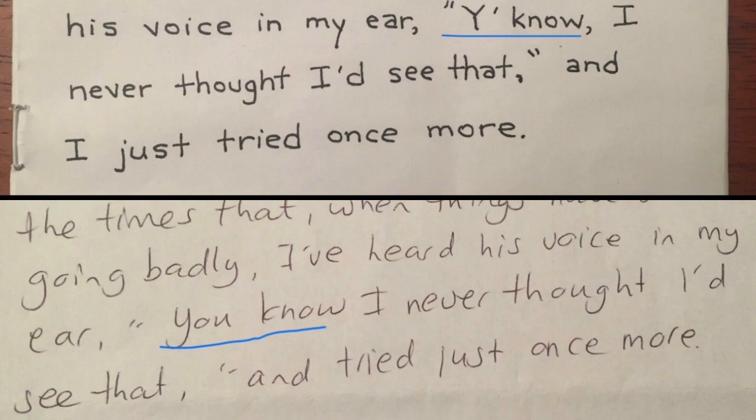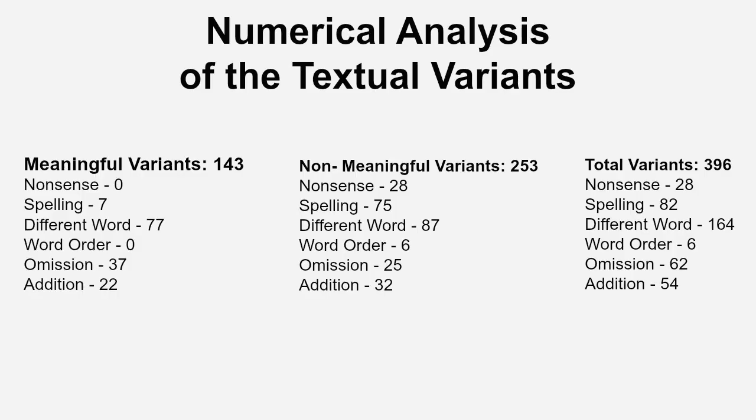Alright, and the next type of variant that I found was differences in words or wording. And as you could see, this was by and large the most common textual variant that I found. It ended up having 164 variants that had to do with the differences in wording. 77 of those were meaningful, 87 of those were non-meaningful, but I ended up with some pretty interesting stuff here. And so I want to show you probably one of the most drastic examples of a meaningful variant that had to do with the difference in wording.